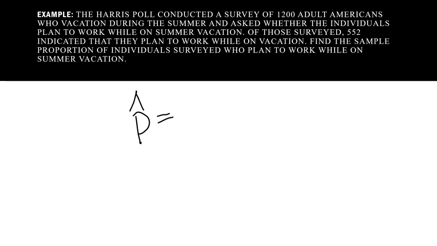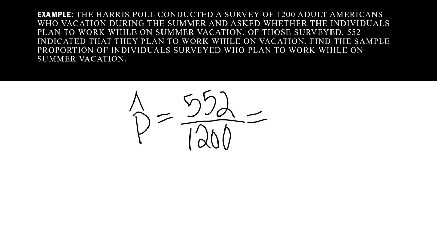And so remember, the sample proportion is equal to x. That's the number that indicates that specific characteristic. And in this case, the characteristic is those who plan to work while on vacation, which was 552, over n, which is the number that was surveyed, which is 1,200. So that's our x over our n. And if you divide that out, 552 divided by 1,200, you end up getting 0.46. So the sample proportion will be 0.46.